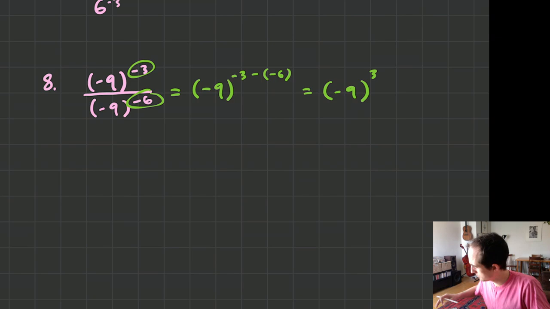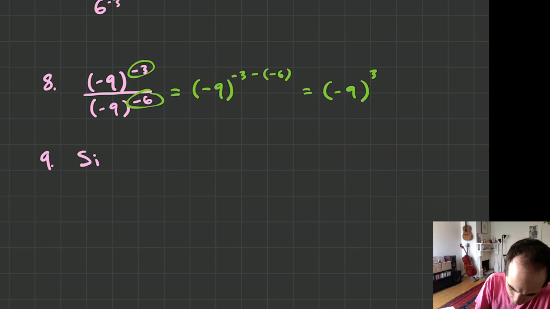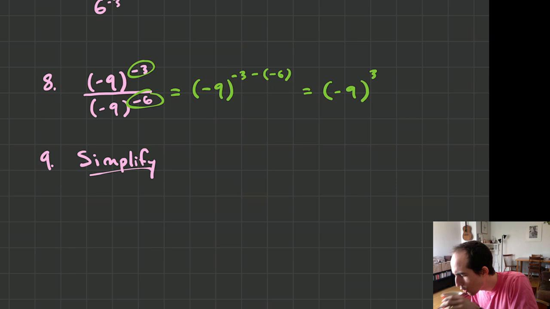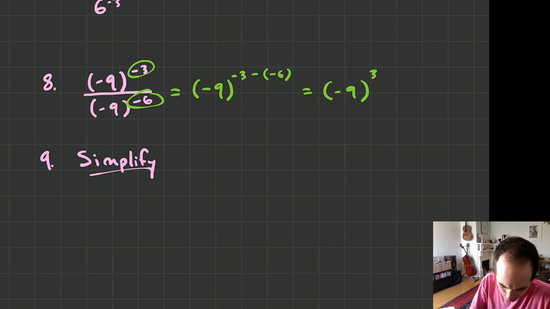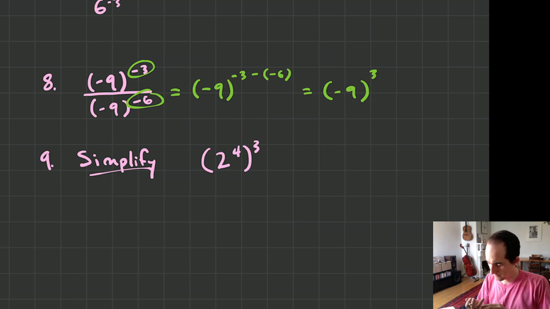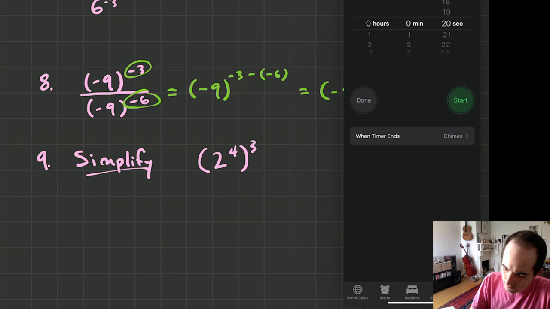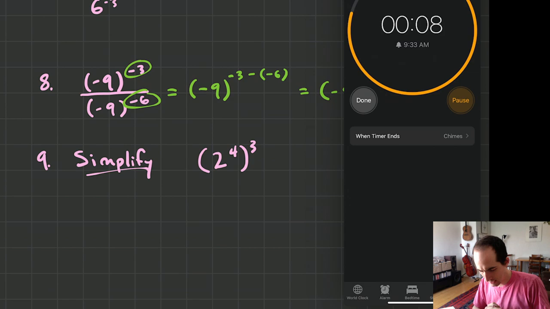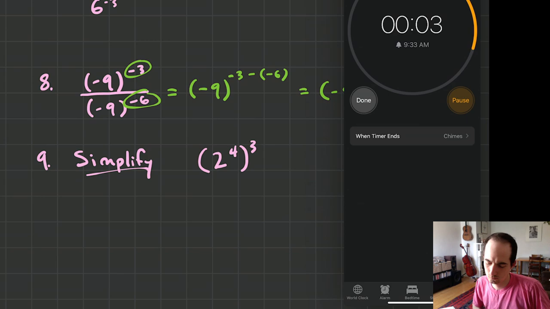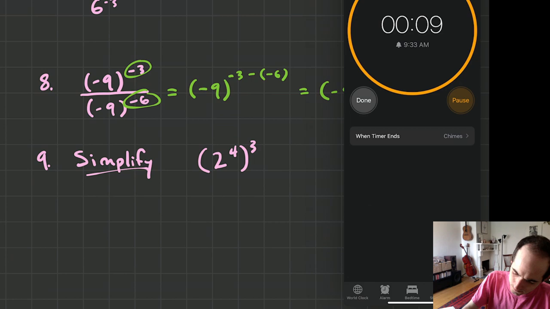Okay, let's do two more questions, and then we'll try something new. How about this one? This one here, we are going to simplify. Okay, something straightforward: 2 to the power of 4, all to the power of 3. I'm going to give you just 10 seconds for this one, because we've already done something that was actually harder than this. So, 10 seconds. Okay, stop. Oops, no, that's not what I wanted done. Clear.